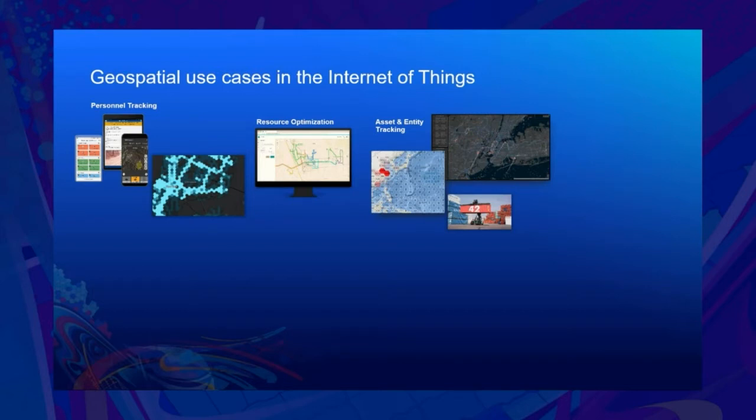And resource optimization is of interest when you're tracking any kind of asset, whether it's a fleet of vehicles or even valuable hospital equipment. Organizations are wanting to understand where things are, how long they're spending at work sites or particular locations, and therefore how they might allocate them better.